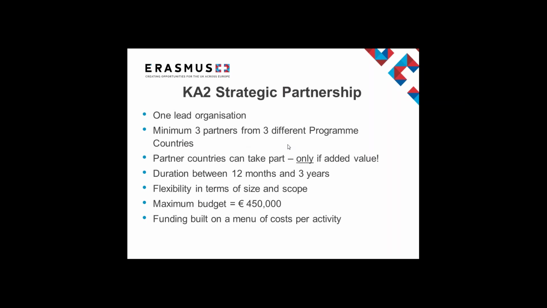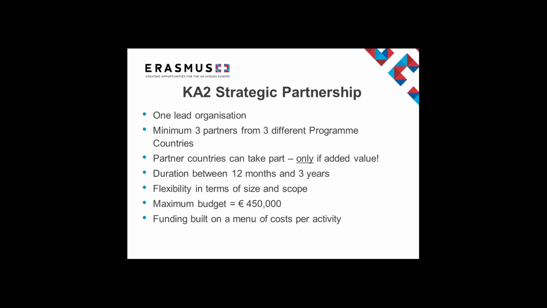So what is a Key Action 2 strategic partnership? One organisation applies to their country's national agency on behalf of the entire partnership. Projects can be of different sizes, but you will need a minimum total of 3 partners from 3 different programme countries, including the applicant. You can find the definition of a programme country on the handout.